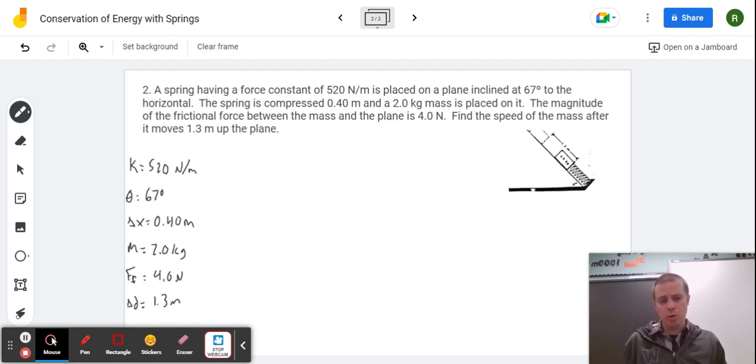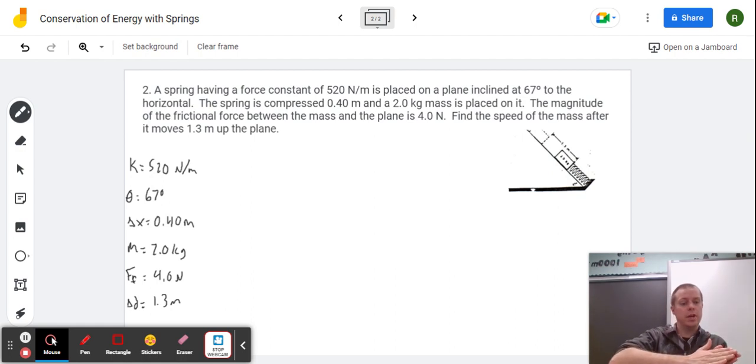So this problem, we're dealing with a lot of stuff. We're dealing with height, we're dealing with a spring, so we have elastic potential energy, we have gravitational energy, we're dealing with movement, so we have kinetic energy, and we also have mention of friction, so we also have thermal energy. So this problem kind of has everything. So we have a ramp, we have a spring, the spring's been compressed, the mass is placed on top of it, and then it's released.